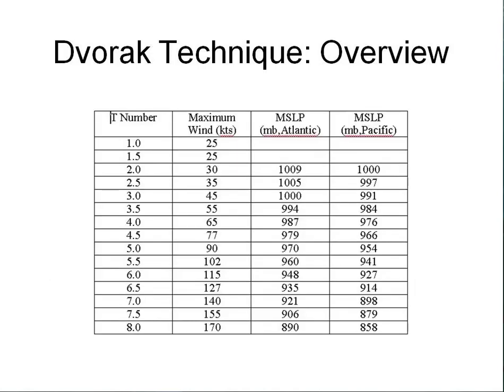This table gives wind speed associated with all T-numbers in 1/2 T-number increments, which are used for intensity assignments with the Dvorak technique. The table also shows central pressure assignments for Atlantic and Pacific. Here, Pacific refers to the western North Pacific. Note the differences. This is because pressure in general over a large area is lower in the western North Pacific.